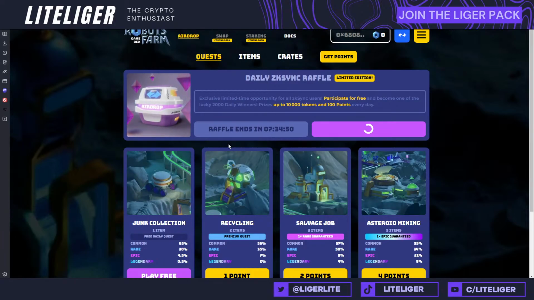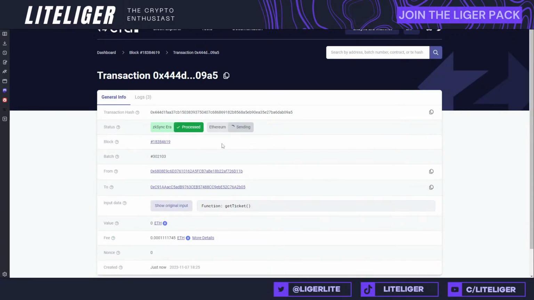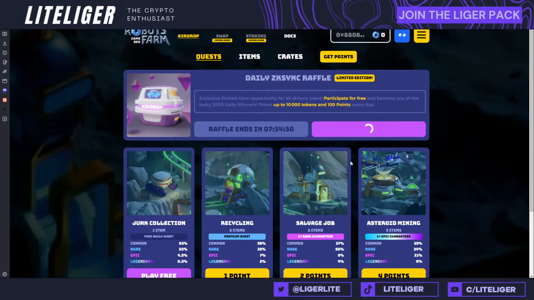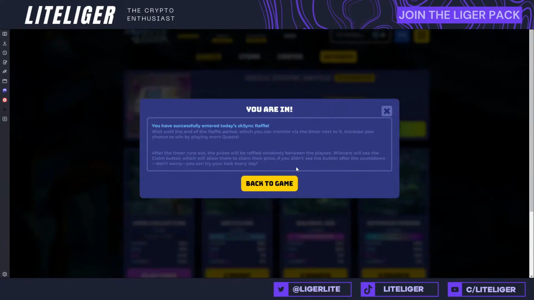And this is a thing you can do daily. You can enter this raffle, which will give you 3 points. And this is going to be a free NFT. So let's see how much this is actually going to be costing us. Okay, the fee is actually 20 cents here. So it's not bad at all. Not bad at all, guys. Okay, so that's one of the things you can do on this platform by entering into these. And now we are in the raffle.